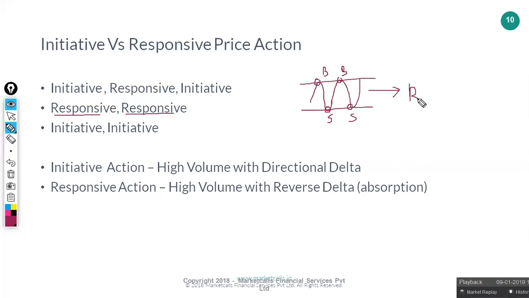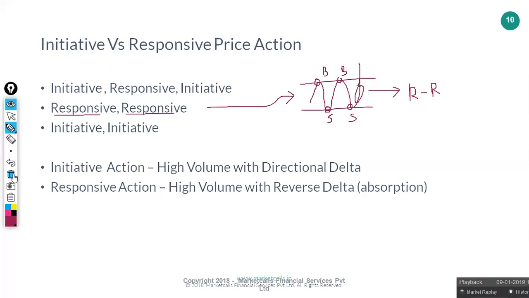This is where the market finds most of the business. So we can find that responsive buyers and responsive sellers are present. Probably we'll talk about similar strategies next week or so when we are talking about responsive activity, right? So that is one more strategy which we talk about on responsive to responsive. Mostly we'll be looking for a breakout. Before the breakout, there'll be a lot of signatures you can find on responsive to responsive.